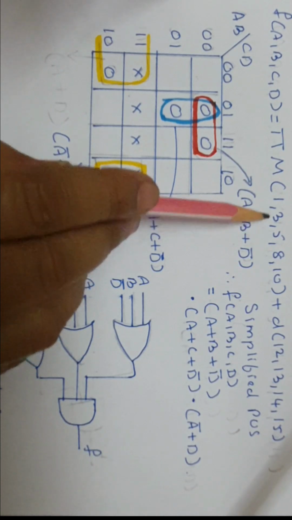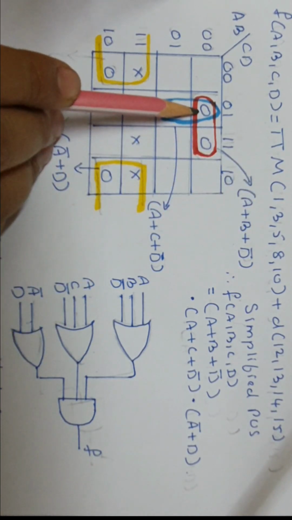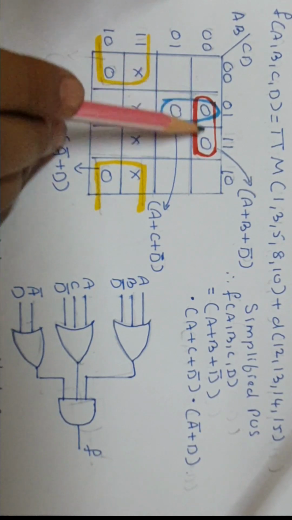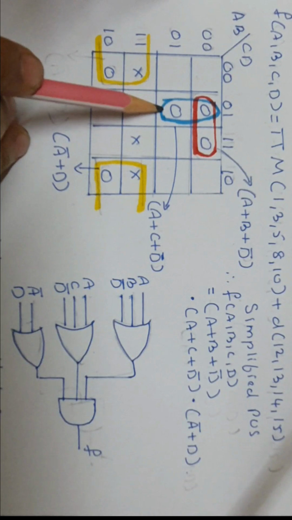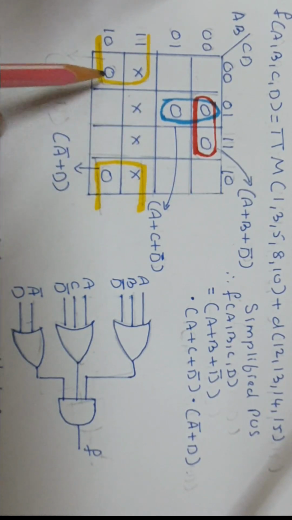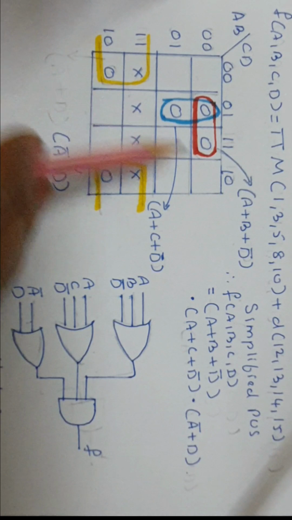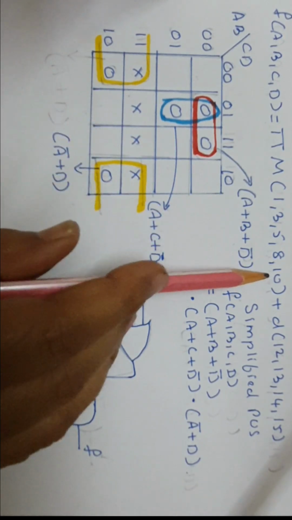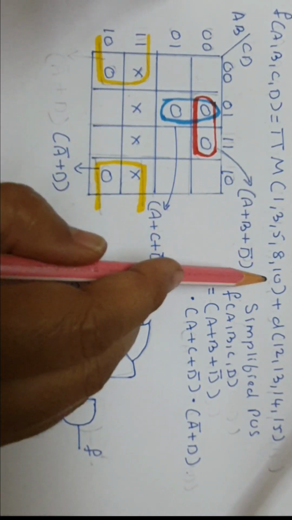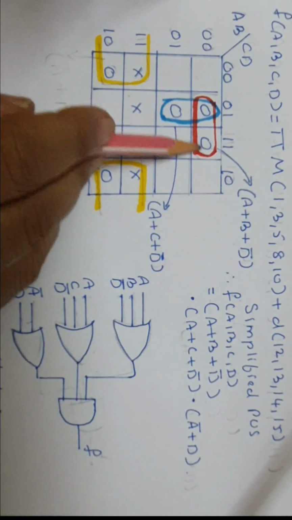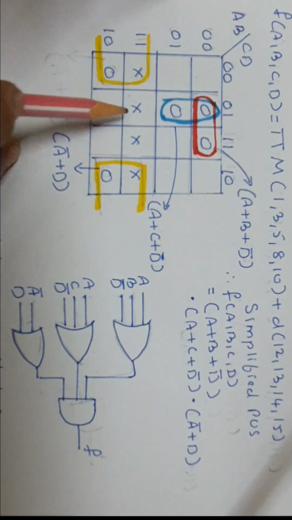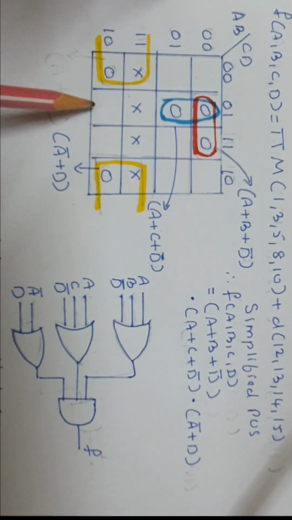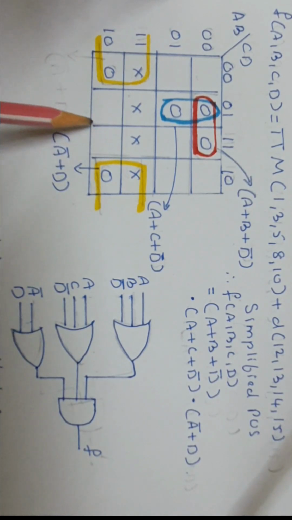Or seeing to max terms: max term 1 is present, 0. 2 is not present, 0 is not present, 3 is present, 0, 4 is not present, max term 5 is present, 0, then max term 8 is present, 0, 9 is not there, 10 is present, 0. So whichever max terms are there, we have to fill 0 here. Don't care conditions as it is, 12, 13, 14, 15. So for SOP, we'll have to consider 1s, for POS, we'll have to consider zeros. Don't care conditions as it is.